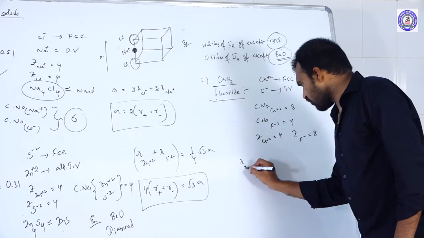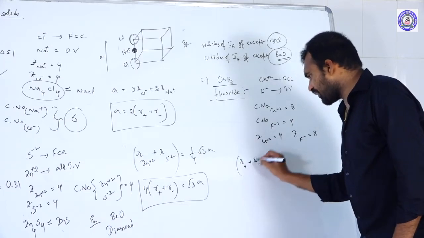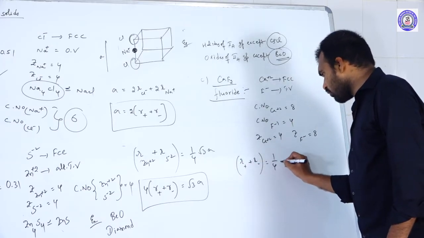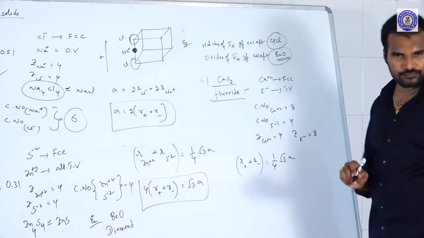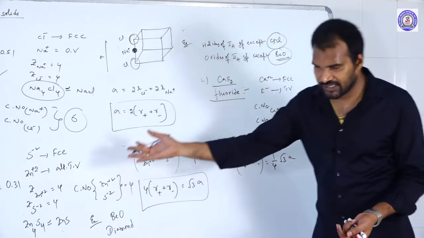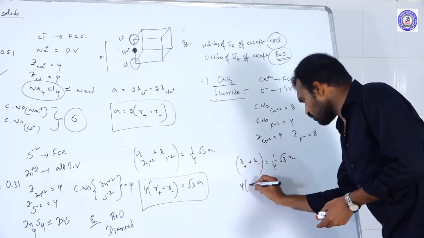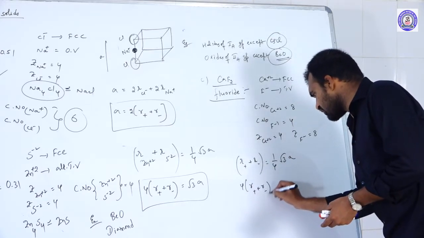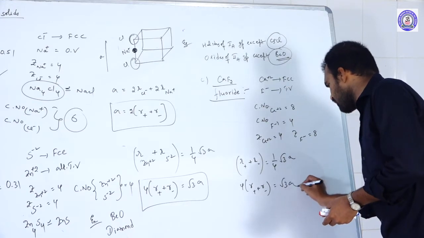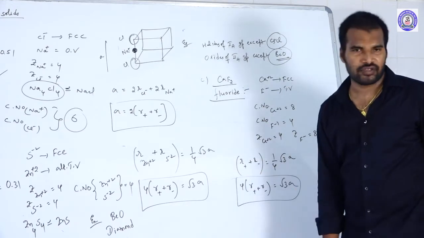So the radius of cation and radius of anion is equal to 1/4 of the body diagonal. The same formula applies for zinc sulfide. So 4 times the radius of cation plus the radius of anion is equal to √3 a. So the same formula we are using.